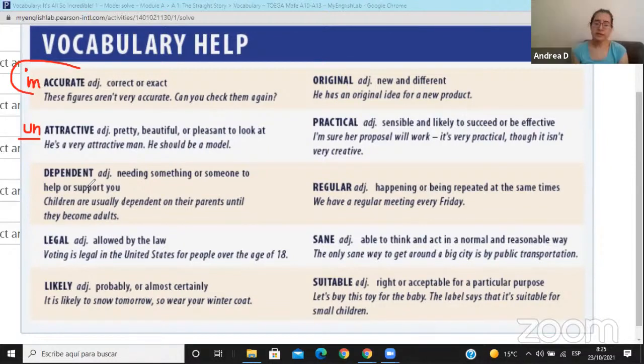Okay. Now, dependent, do you know what that means? Yeah. It means that you depend on something or someone. So children usually depend on their parents until they become adults. And the opposite would be independent. So I'm a very independent person. I don't depend on anyone, on anything. Yeah.